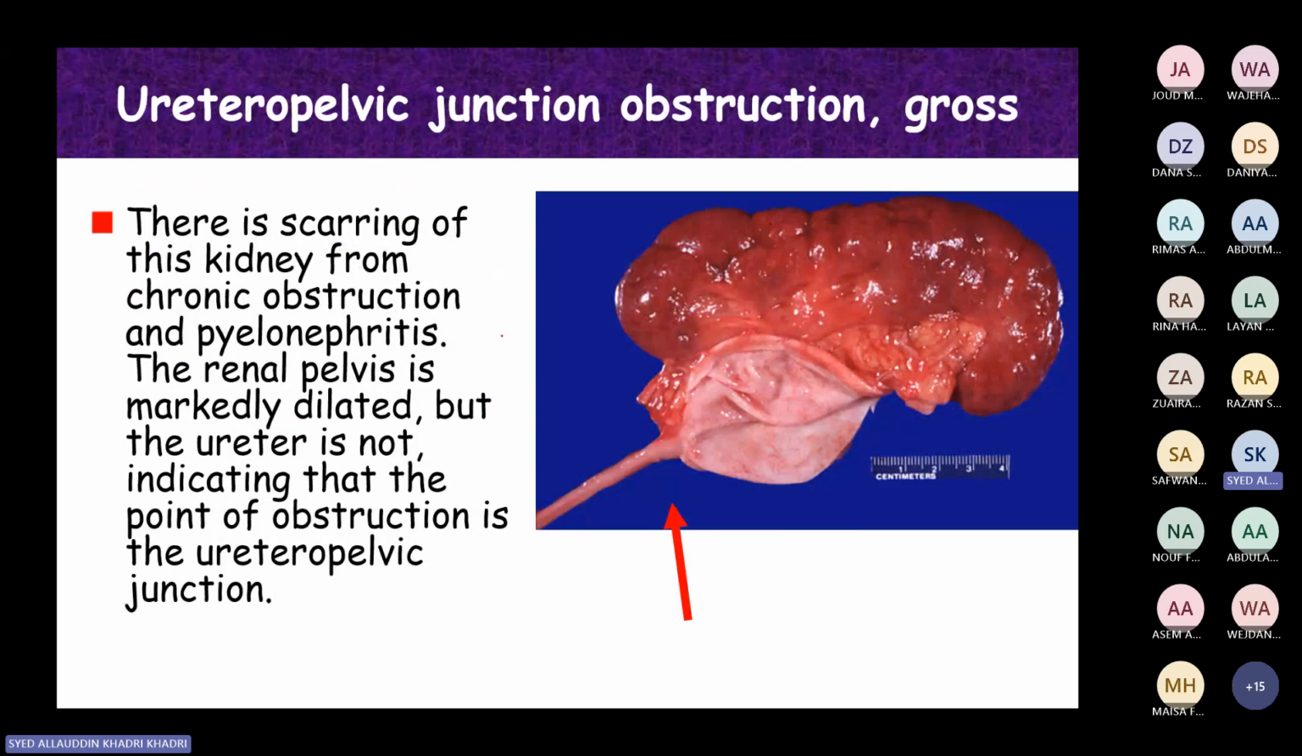And here there is scarring of the kidney from the chronic obstruction and pyelonephritis. The renal pelvis is markedly dilated, you can see over here in this particular area. But the ureter is not dilated, indicating that the point of obstruction is the uretero-pelvic junction. This has to be remembered over and over again.